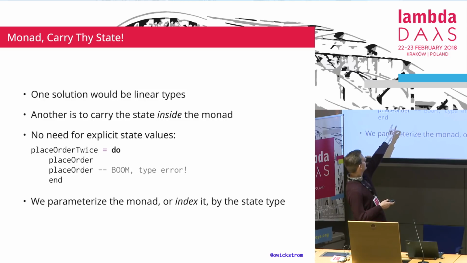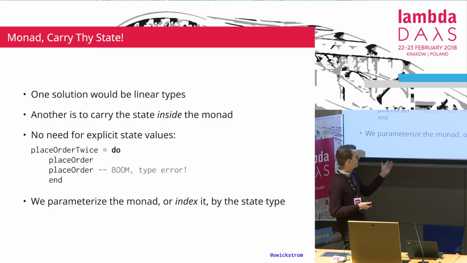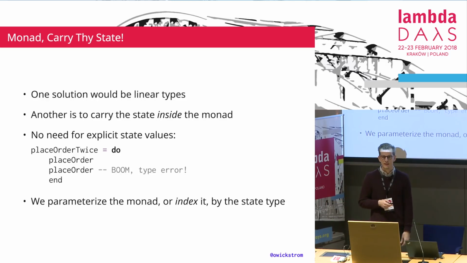So if we place the order twice, we get a type error the second time. We're not in that state. We can't do that operation. To accomplish this, we have to parameterize the monad by, or index it, as it's called, by the state types. Otherwise, we couldn't get any type error here.